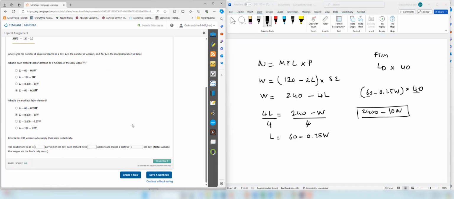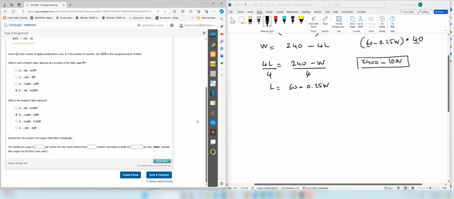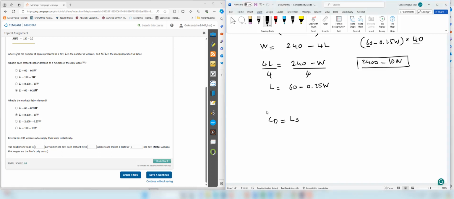Now here Ectania has 200 workers who supply their labor inelastically. We are going to find the equilibrium wage per worker per day, and then we will find the number of workers hired, and then we find the profit. So in order to solve this question, we need to make sure labor demand equals labor supply, right? That's how we determine the equilibrium wage. Labor demand is 2,400 minus 10W. Labor supply is given in this question, which is 200 workers. And we are going to solve for wage in this equation.